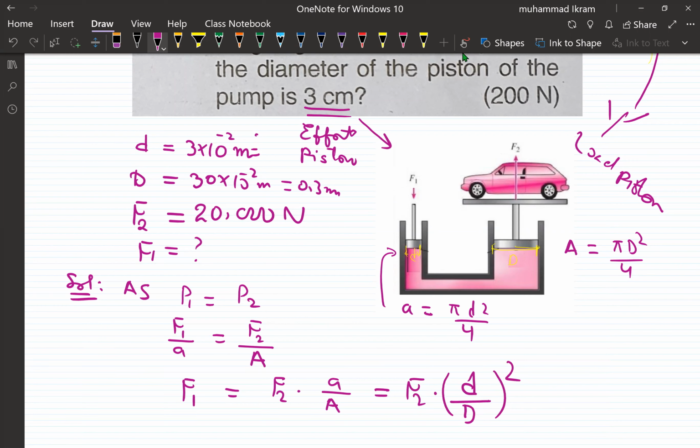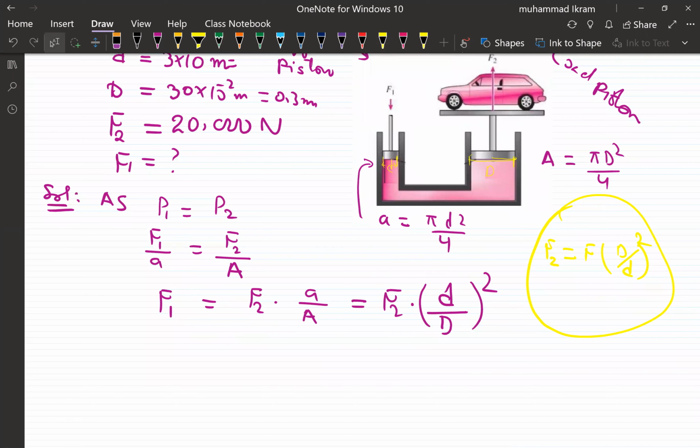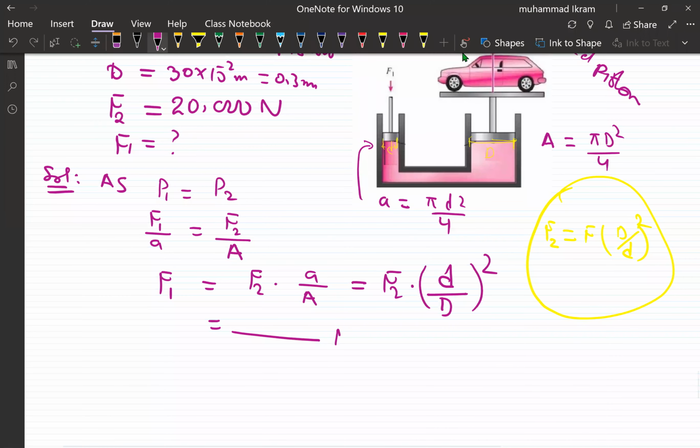Okay, so this is for quick reference: if you want to find F1 and the diameter is given, always use F2 into d by D whole square. If you want to find F2, it will be just the reverse, D by d whole square. It will look like this. In terms of the radius, since the area is pi r square, you will use small r and big R. And then the answer will be in Newton, and of course, it will be less.